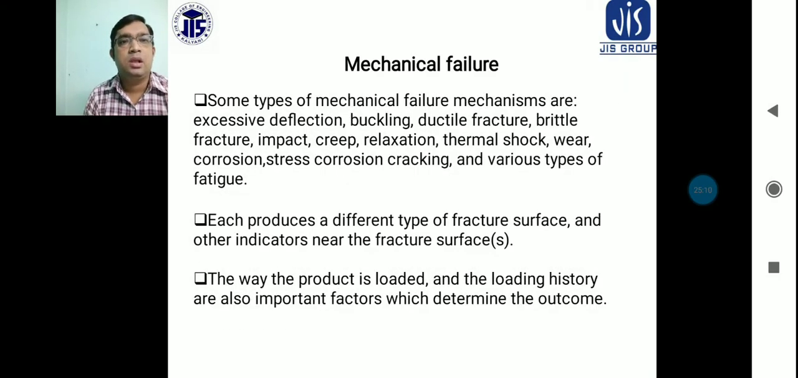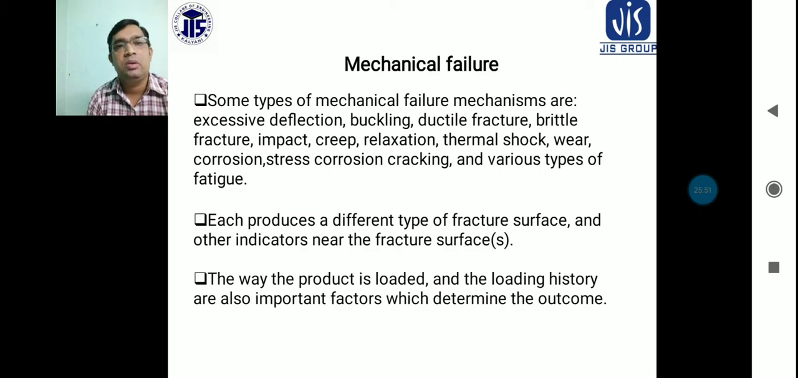Some types of mechanical failure mechanisms are excessive deflections, buckling, ductile fracture, brittle fracture, impact, creep and relaxation, and thermal shock, as well as corrosion, stress corrosion cracking, and various types of fatigue. These types of failure occur in products produced in the production industry. Each produces a different type of fracture surface and other indicators near the fracture surface.